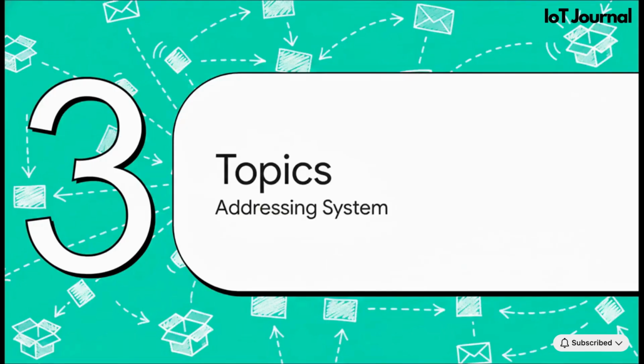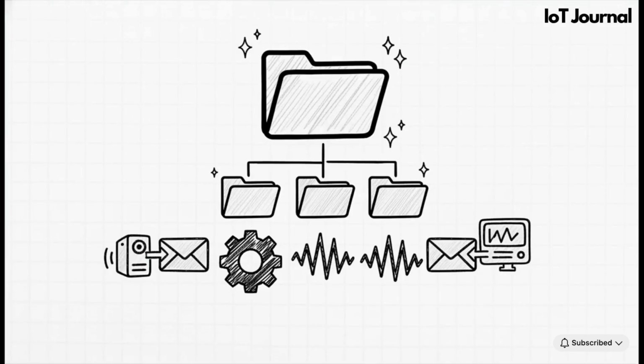Section 3. Topics. The addressing system. So, how does the broker actually know who gets what? It uses topics. These are hierarchical address strings, using forward slashes just like a file path on your computer. A sensor publishes its data to factory/line1/machine3/vibration, and a dashboard subscribes to that exact address. Best part? They don't need to be pre-registered. They're totally flexible and created dynamically on their first use.